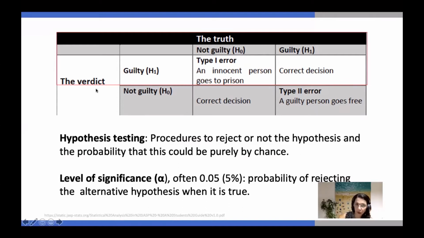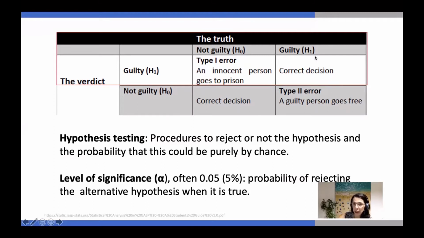On the other hand, if our verdict is that the person is not guilty, so we do not reject the null hypothesis, we are making the correct decision.